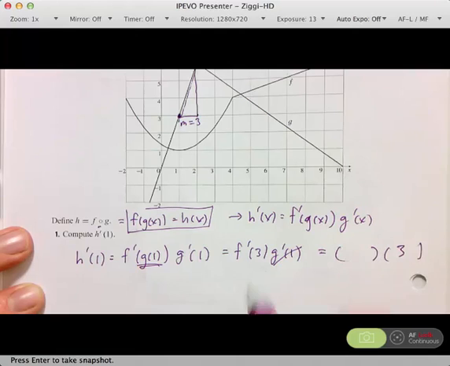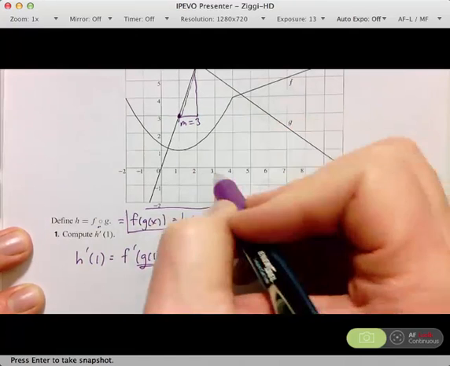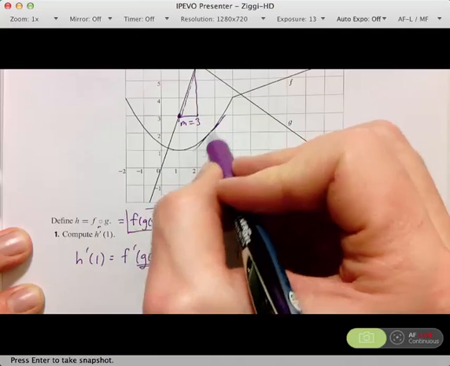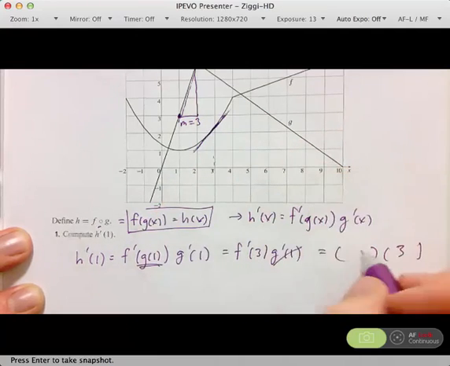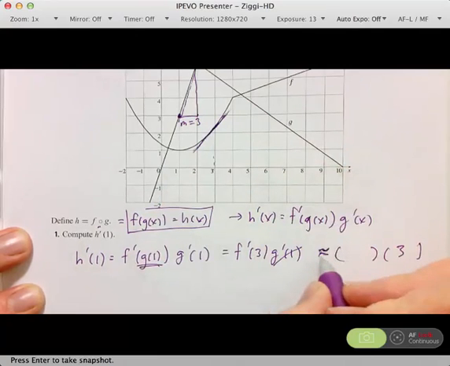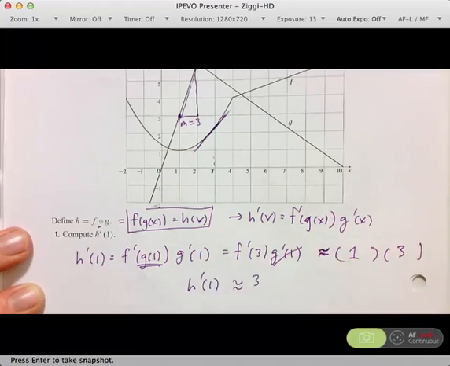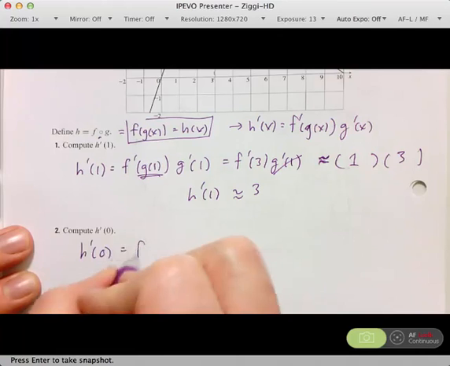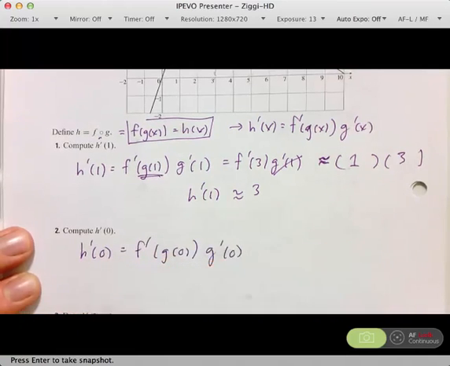All right. What about f prime at 3? So I have to look at the graph of f at 3. That'd be about there. So we're going to estimate that the tangent line is something like this. And just for ballpark purposes, let's say that that slope looks like it's about 1. So we'll put an approximation symbol there and say that's about 1. So h prime of 1 is approximately 3. What happens at 0? h prime at 0 is f prime at g of 0 times g prime at 0.